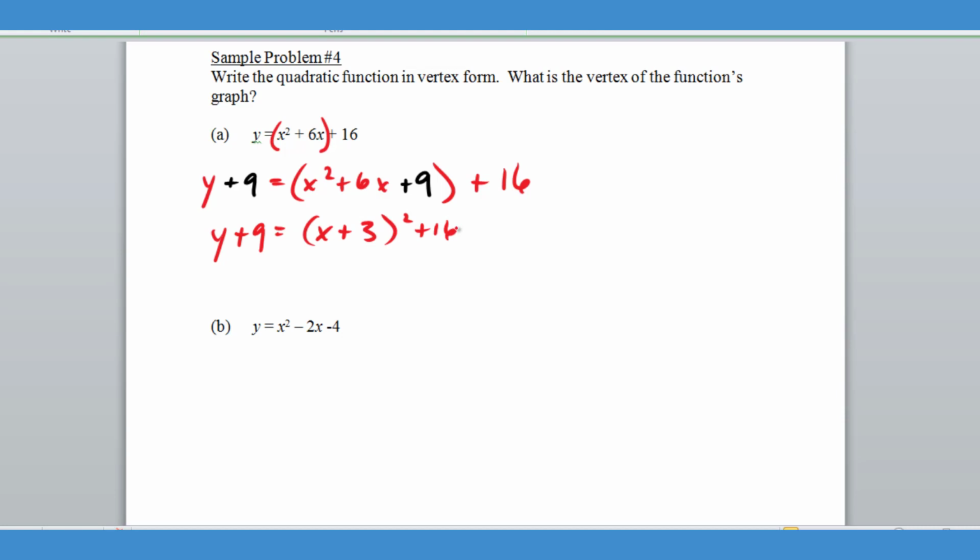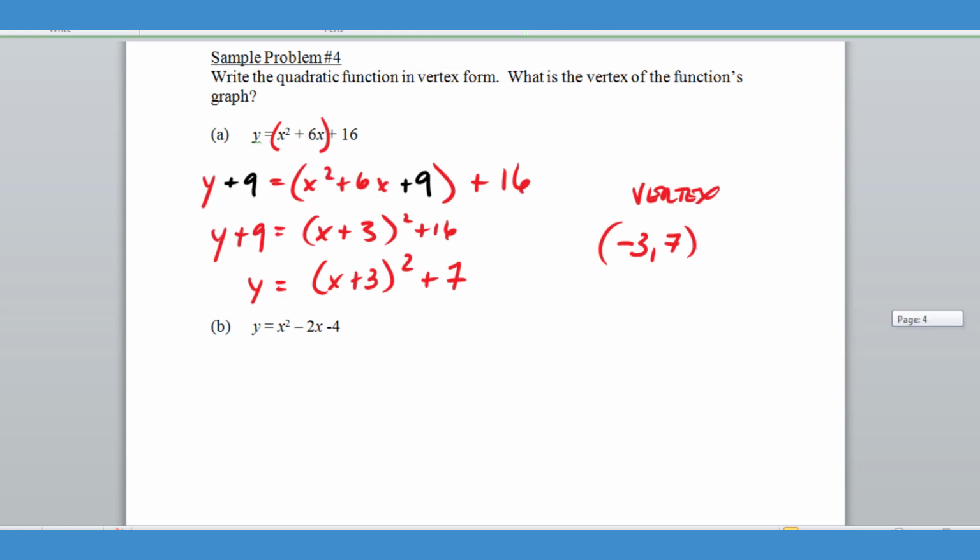And to get this in vertex form, I have to basically get the y by itself. So I'm going to subtract 9 from both sides, leaving me 7 on that side. So y equals x plus 3 squared plus 7. And if you recall from graphing quadratic functions in vertex form, this vertex would be (-3, 7). So if you needed to do that, you could go that route.